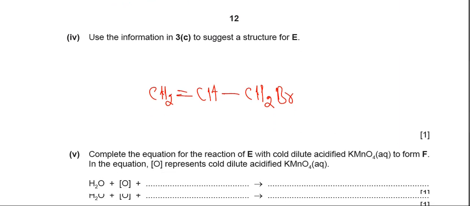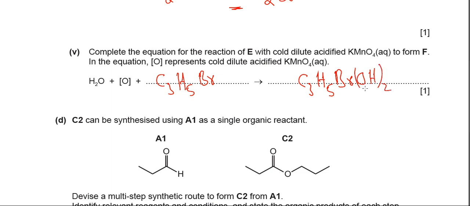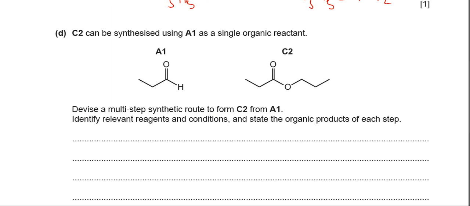Next, he says complete the equation for the reaction of E. That is E, and the molecular formula we calculated was C3H5Br. It reacted with cold, dilute KMnO4. As I said, an addition reaction takes place, the double bond is broken and 2 OH groups are added, so we write C3H5Br(OH)2. A diol is formed.